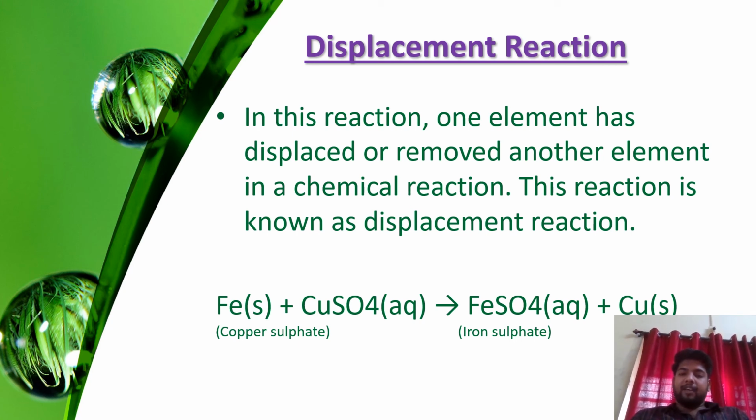of the copper. Iron comes in the place of copper and pushes the copper to the side. So this reaction is known as displacement reaction. Iron displaces the copper from the copper sulfate solution.